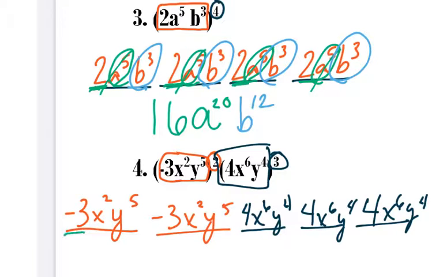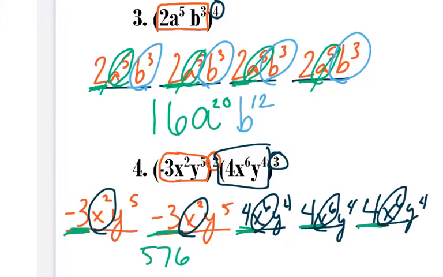If we multiply all of our coefficients, that's negative 3 times negative 3, which is 9, times 4, times 4, times 4. That's the number 576. Then we count all of these x's. 2 plus 2 is 4, plus 6 is 10, plus 6 is 16, plus 6 is 22. So that's x to the 22.